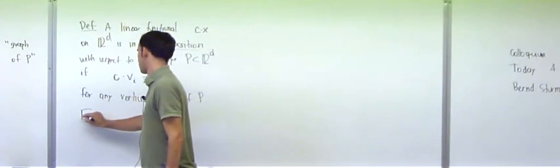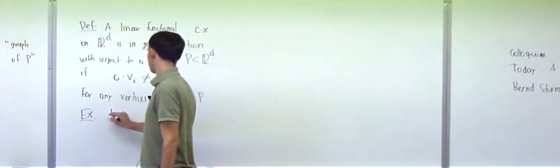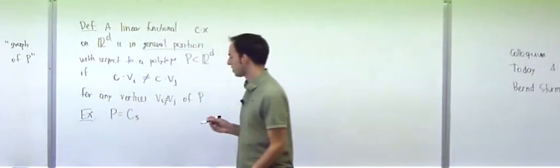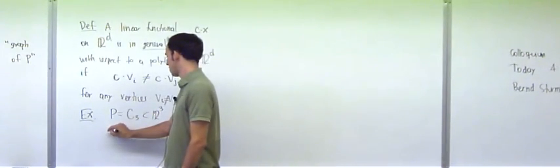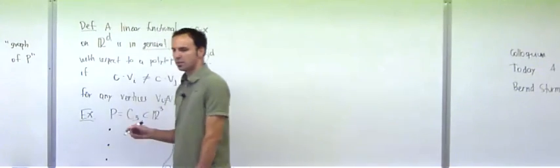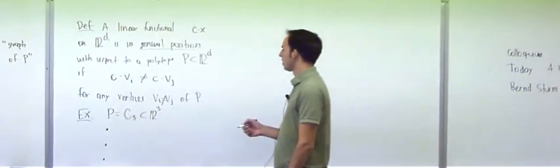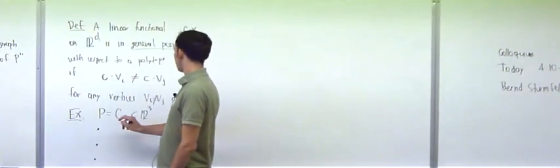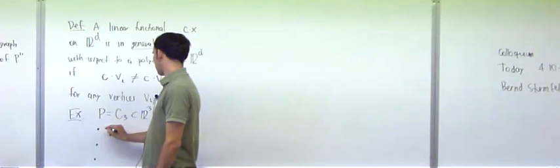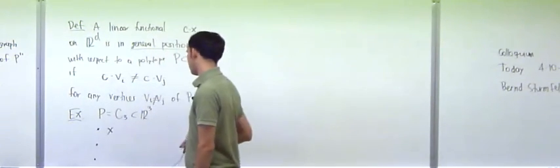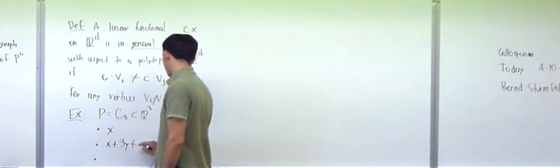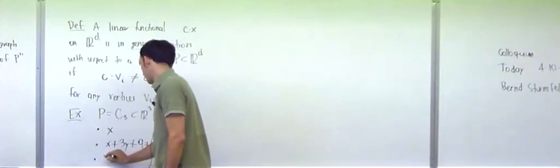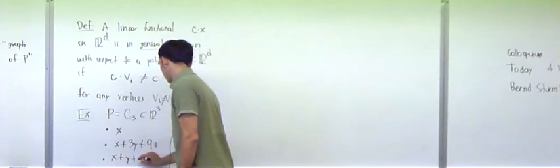So again, let's consider the three-dimensional cube in R3, and let me give you three functions, and you're going to tell me if they are generic or not, if they are in general position or not. So one function could be x. Another function can be x plus 3y plus 9z. And another function can be x plus y plus z. Okay?